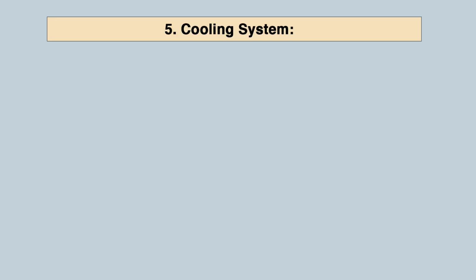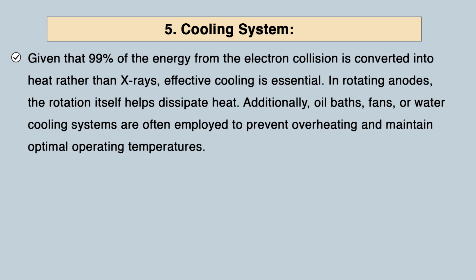Next is the cooling system. Given that 99% of the energy from the electron collisions is converted into heat rather than X-rays, effective cooling is essential. Only 1% participates in the production of X-rays. So, cooling is necessary to remove the generated heat. In a rotating anode, the rotation itself helps to dissipate the heat.